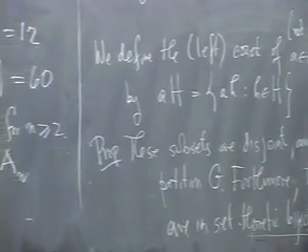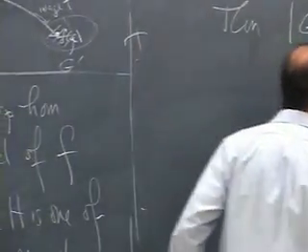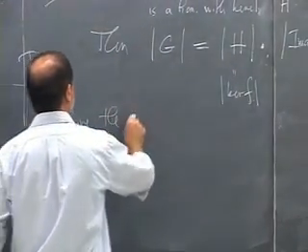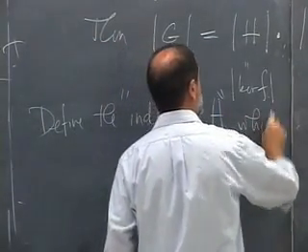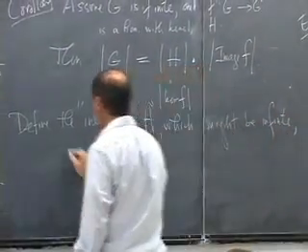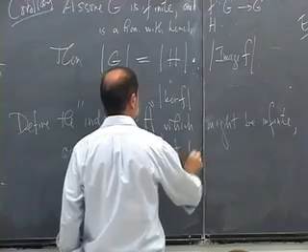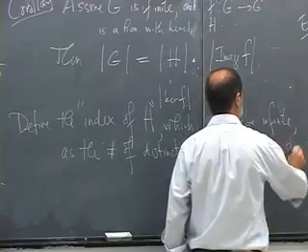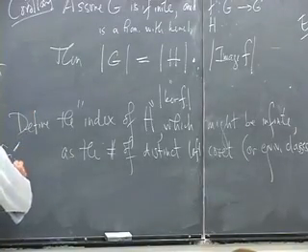And we define the index of H, as opposed to its order, which might be infinite, as the number of distinct left cosets, or the number of equivalence classes. And you write the index like this, the index of H in G.